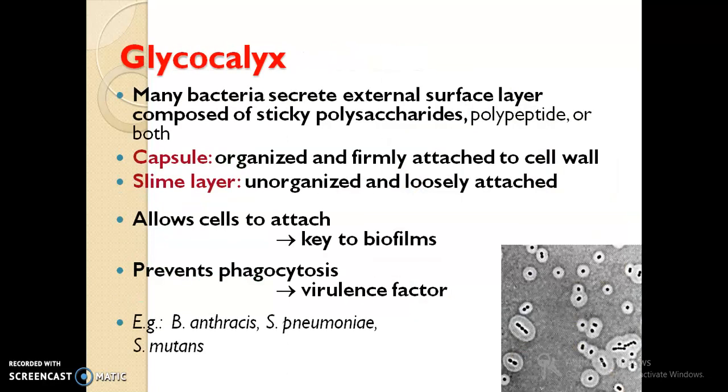The glycocalyx or capsule. Many bacteria secrete an external surface layer composed of polysaccharides or polypeptides or both. The capsule is the outermost layer of a bacterium, and we call it extracellular. It is a condensed, well-defined layer closely surrounding the cell. It is usually polysaccharide, and if the polysaccharide envelops the whole bacterium, it is a capsule, and its production depends upon the growth conditions. They are secreted by the cell into the external environment and are highly impermeable.